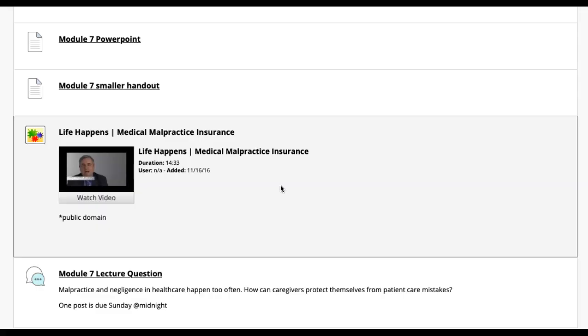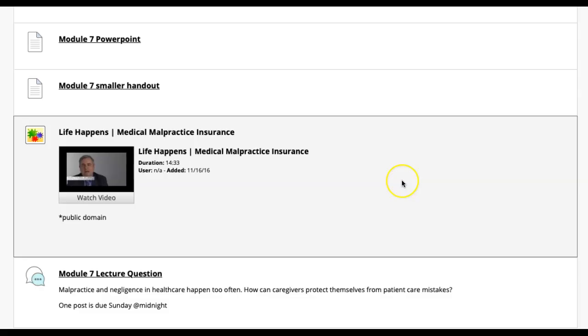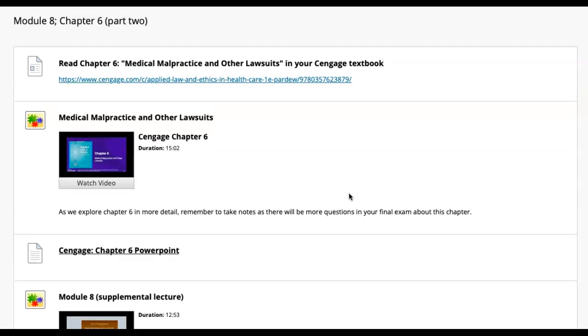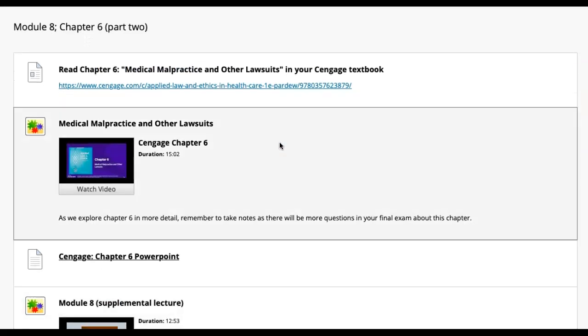So take a look at all this information. You do have one assignment due before the end of the week, which is before a holiday break. The question that we need to answer for our lecture question: only one post needed. Malpractice and negligence in healthcare happen too often. How can caregivers protect themselves from patient care mistakes? So answer that question, and then that's all you have due before the holiday. Again, I'll correct this to make sure it says Module 8, and we should be good to go moving forward.